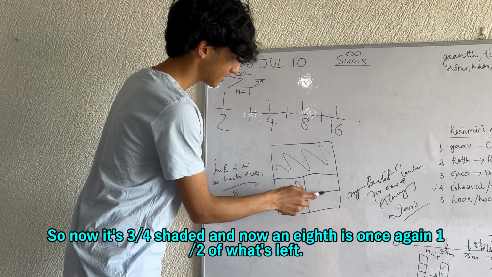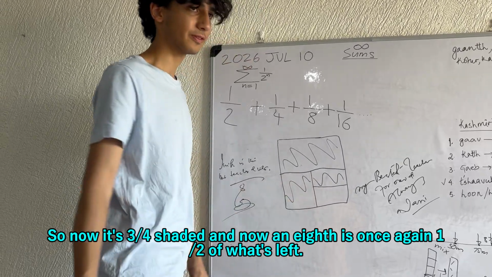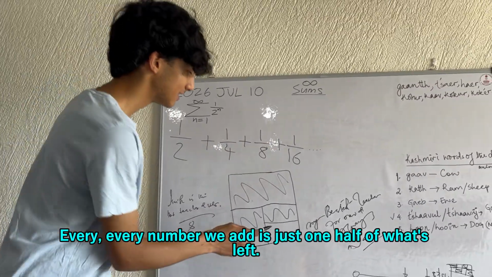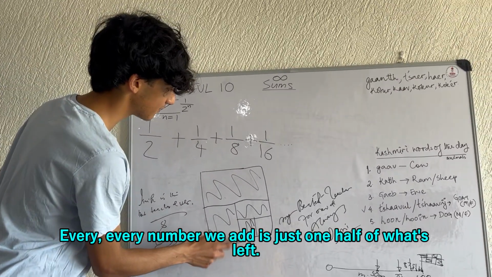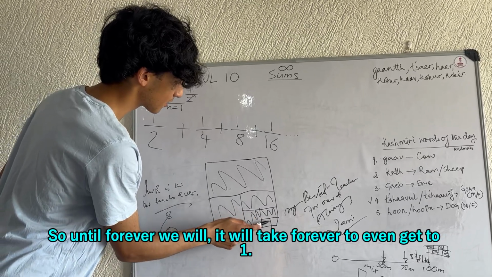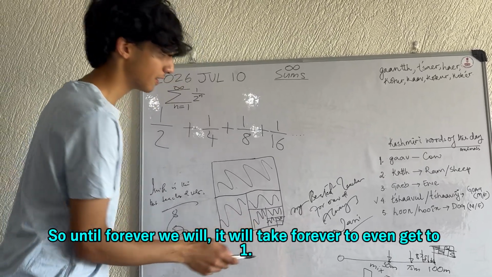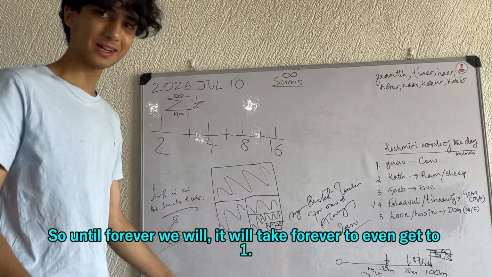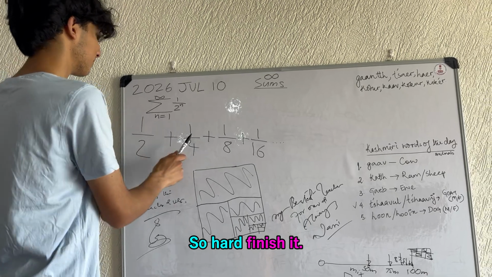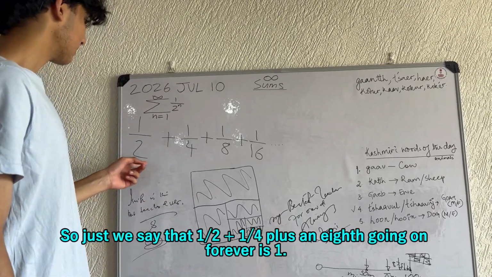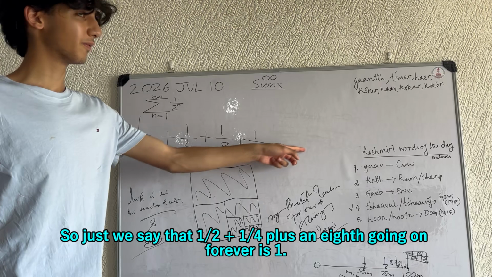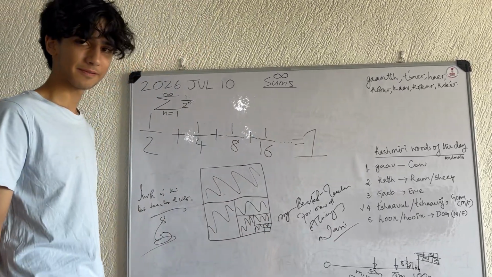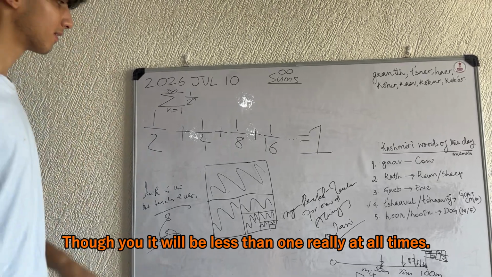And now 1/8 is once again a half of what's left. Do you see the pattern here? Every number we add is just 1/2 of what's left. So it will take forever to even get to 1. We say that 1/2 plus 1/4 plus 1/8 going on forever is 1, though it will be less than 1 really at all times.